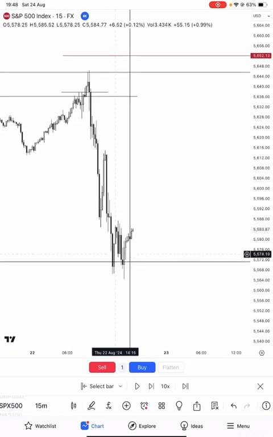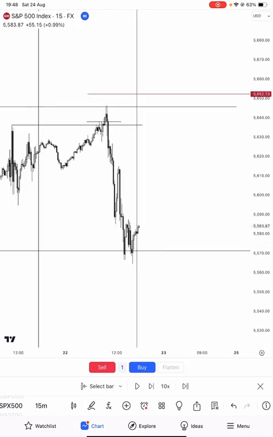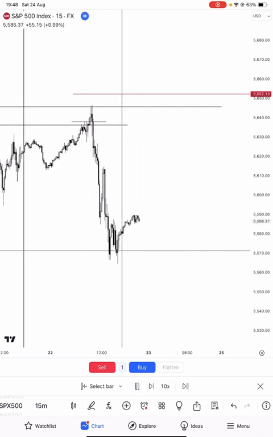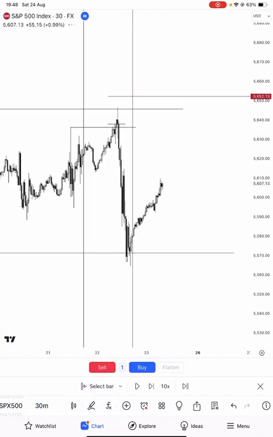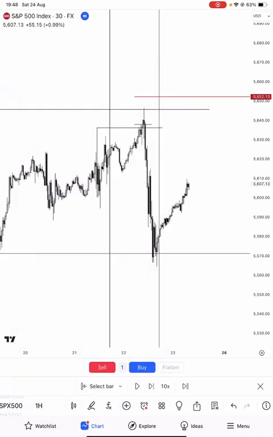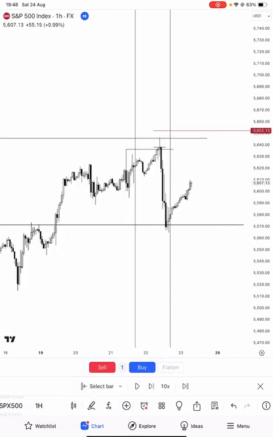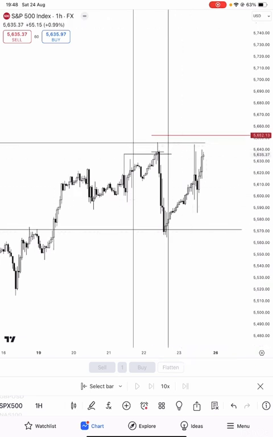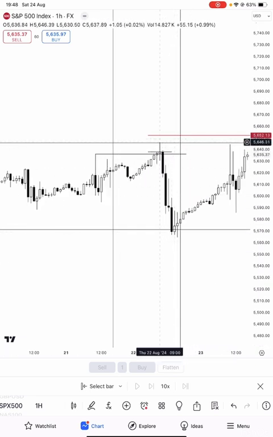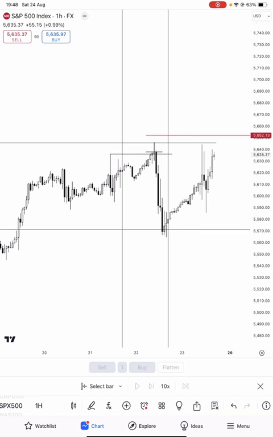My target was Wednesday low, 80%. Then the low, the remaining 20%. And from this higher time frame PD array, the market turned. Look. Let's go to the 30 minute, also the hourly. The market turned on itself, so perfect entry and perfect exit.